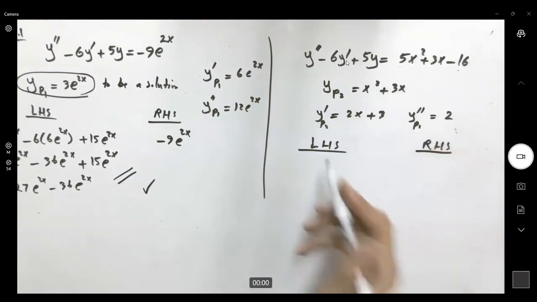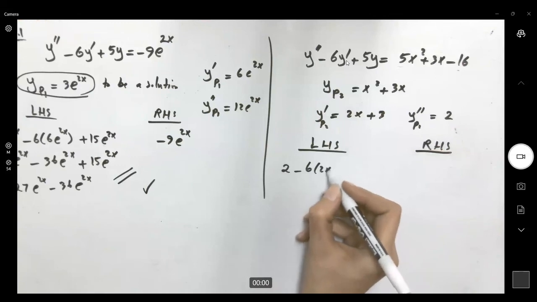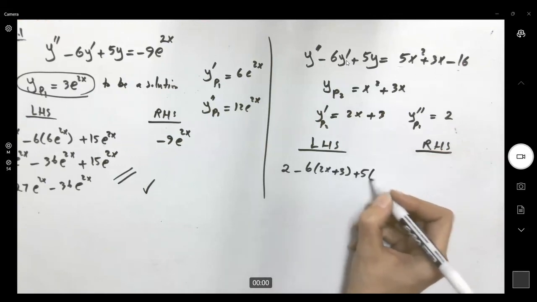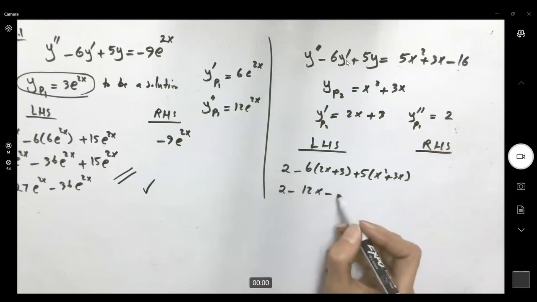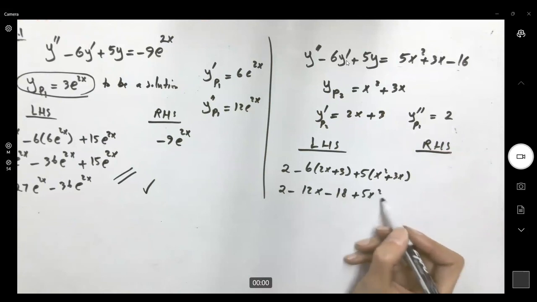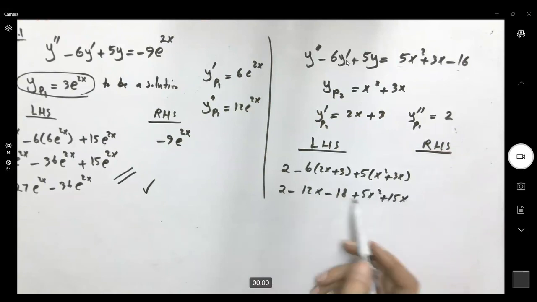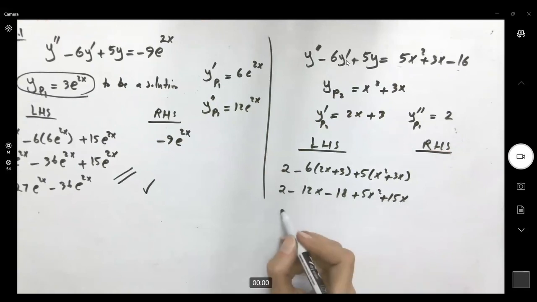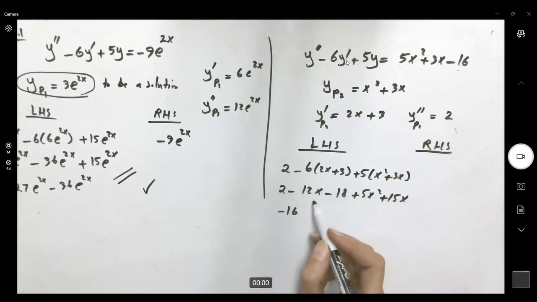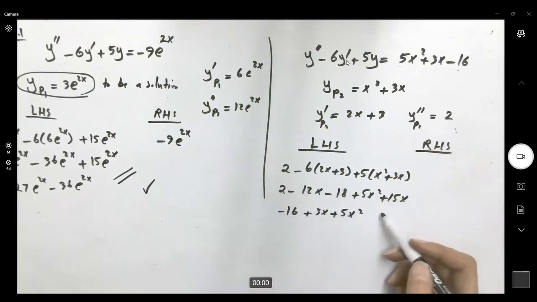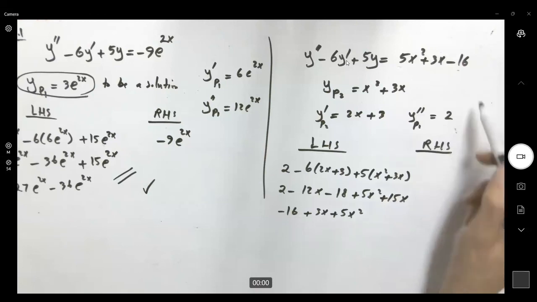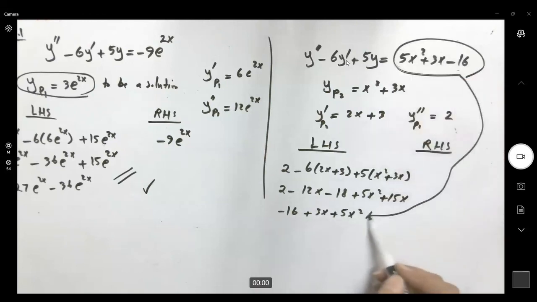So the second derivative, 2, minus 6 times 2x plus 3, plus 5 times x squared plus 3x. This becomes 2 minus 12x minus 18 plus 5x squared plus 15x. Well, if we simplify this, what do we get? We get negative 16, plus 3x plus 5x squared. So as you can see, the left-hand side and right-hand side are equal to each other. So we have a particular solution for this differential equation.